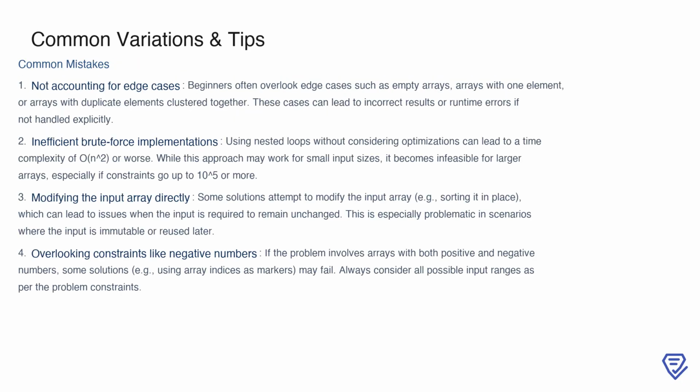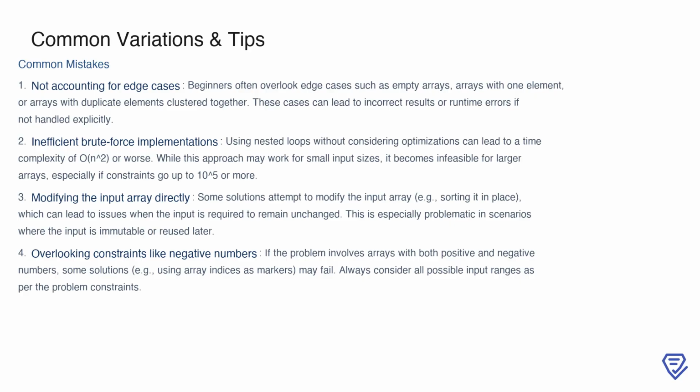One of the most common mistakes when solving this problem is not accounting for edge cases. For example, if the array is empty, contains just one element, or has duplicate elements clustered together, your solution might fail or produce runtime errors unless these scenarios are explicitly handled. Another mistake is relying on inefficient brute force methods, such as using nested loops. While this might work for small input sizes, it quickly becomes impractical for larger arrays, especially if the constraints allow sizes up to 10 to the power of 5.